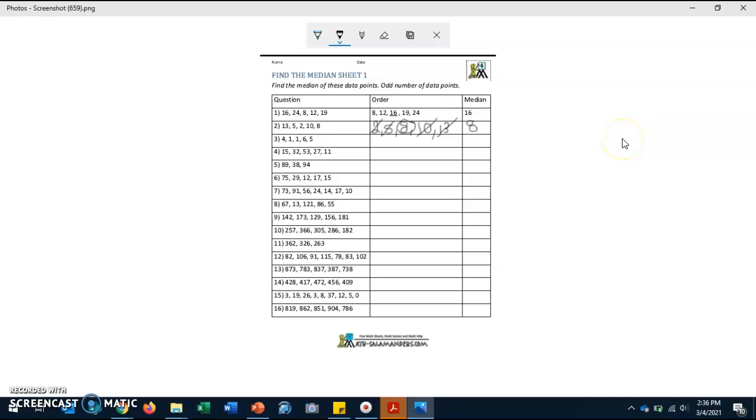Awesome job. And that is what we're going to do for all of the set of numbers. I will do number 3 with you as well, and then you can do from 4 all the way to 16 on your own.